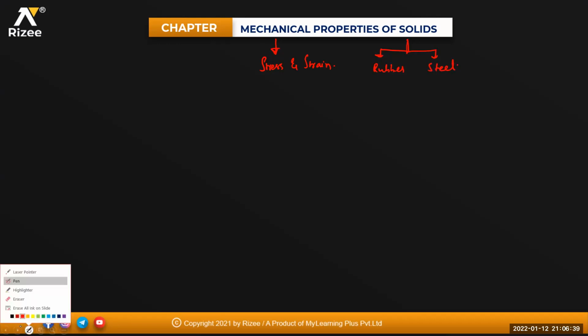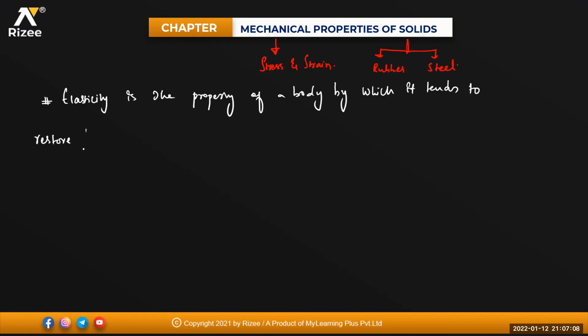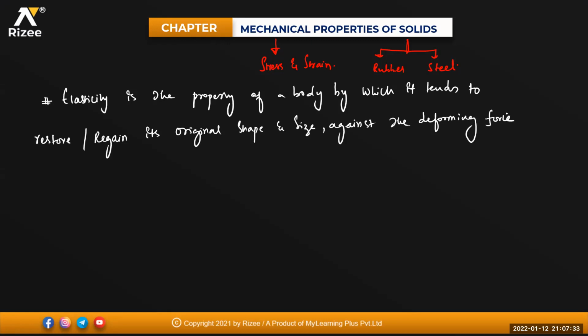Can anyone define what is elasticity? Elasticity is the property of a body by which it tends to restore or regain its original shape and size against the deforming force. Done. So what is elasticity?